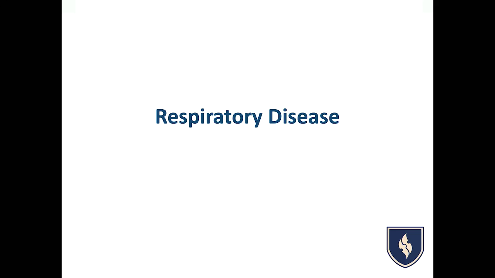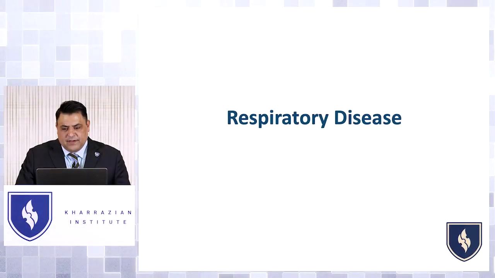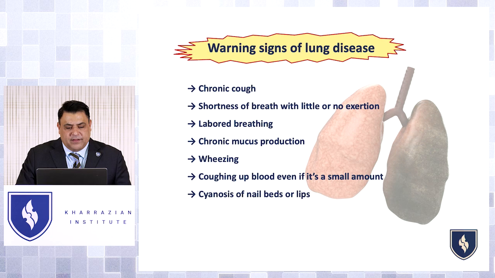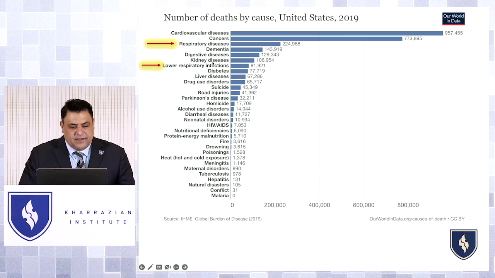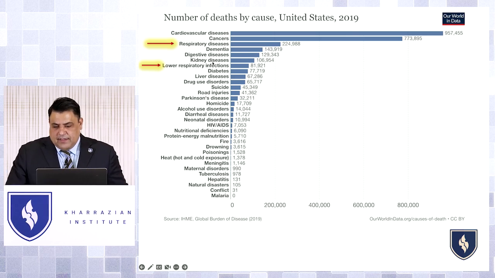Now, you go into respiratory disease, obviously chronic cough, shortness of breath with little or no exertion, labored breathing, chronic mucus production, wheezing, coughing up blood even if a small amount, cyanosis of nail beds or lips. Respiratory disease is right up here. It's like the third cause of death. And then just look at all respiratory disease, and they also subdivide into lower respiratory diseases. It's also in the top 10.